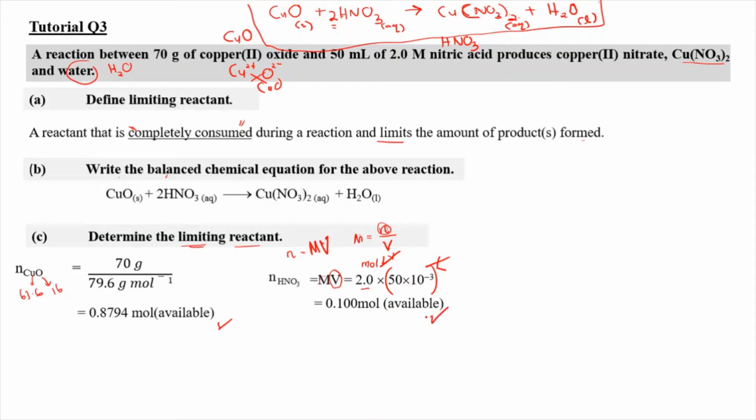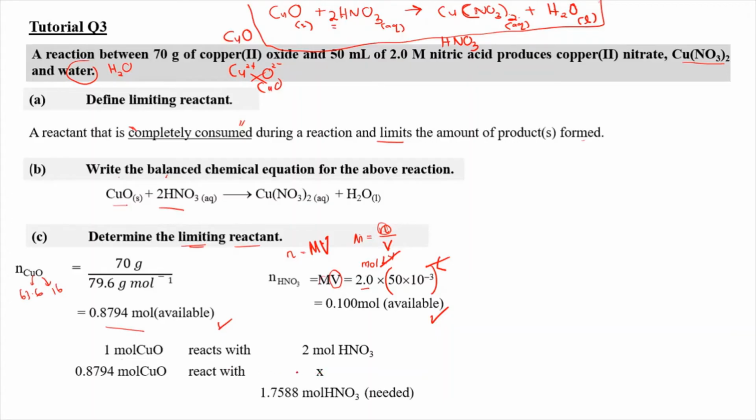But now we're going to see which one is the limiting reactant by using stoichiometry. So let's say I can say that 1 mole of copper oxide is going to react with 2 mole of nitric acid. If I have 0.8794 mole of copper oxide, then it's going to react with X. So my X here is going to be 2 times 0.8794. And hence, the number of mole of the nitric acid that I need is basically 1.7588. The number of mole that I need is 1.7588, but what I have here is only 0.1.